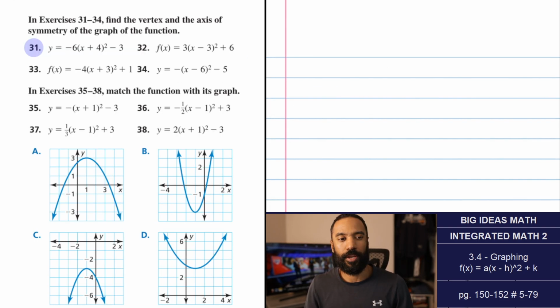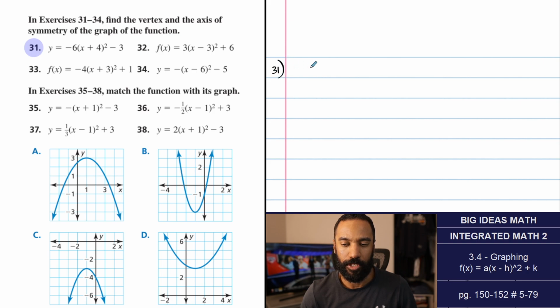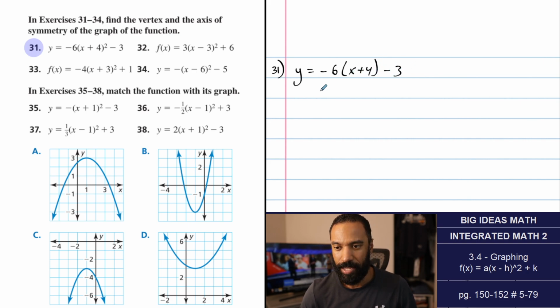Okay, numbers 31 to 34. We are going to find the vertex and axis of symmetry of the graph of the function. It'll be exactly like those other ones that we had before. This should be wicked fast. We are not graphing them, but we are identifying the vertex. This time it's with a plus k involved.